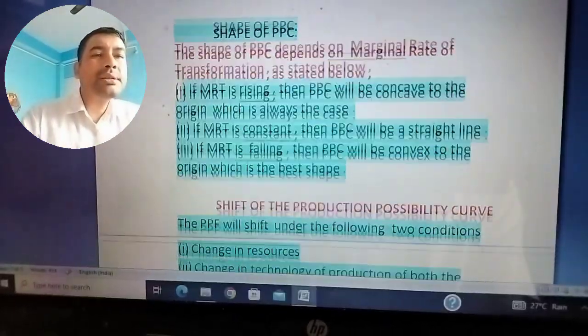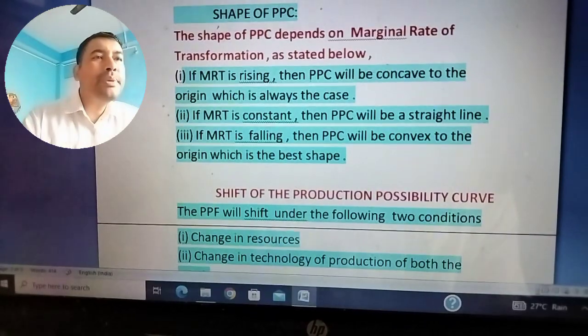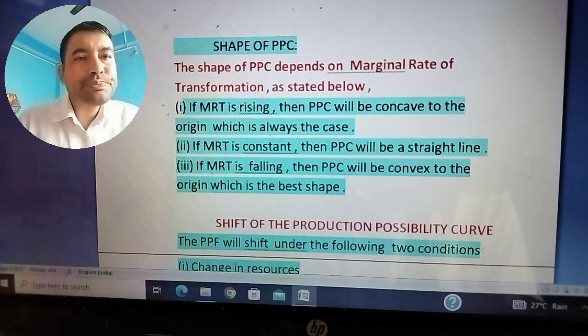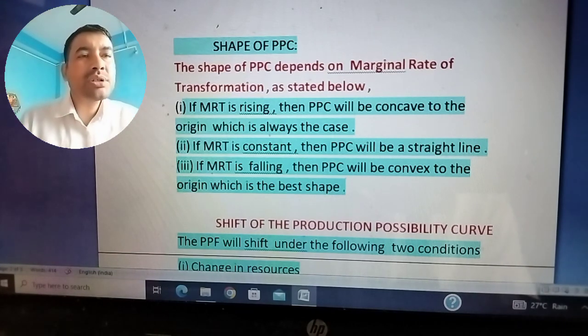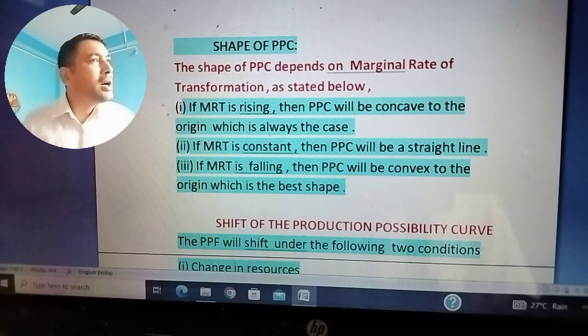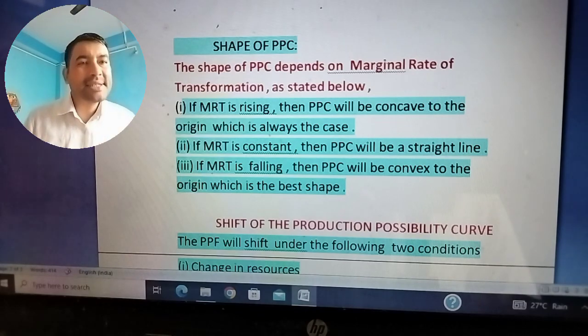Now we'll study the shape of PPC. Okay, what will be the shape of the production possibility curve? Actually, the production possibility curve is concave to the origin, but that is not the only case. You may have different shapes also.